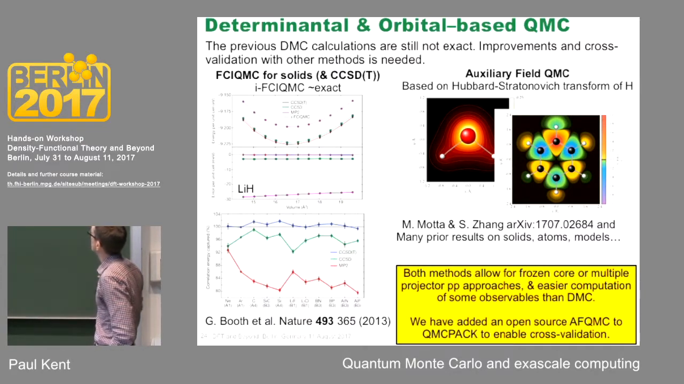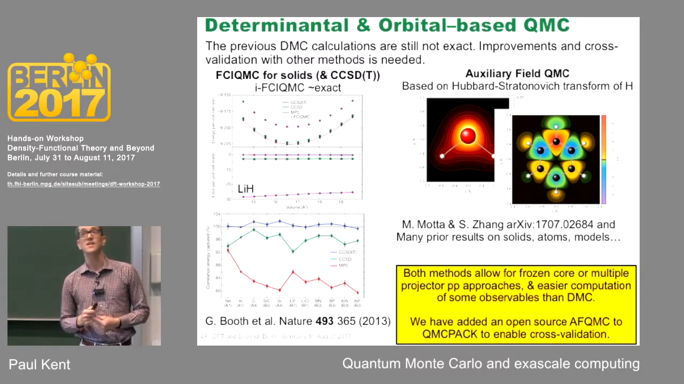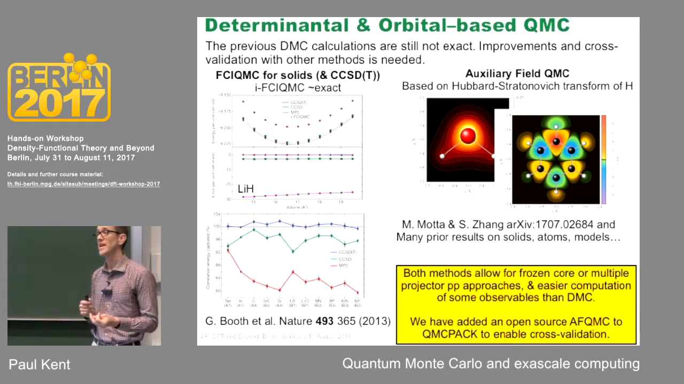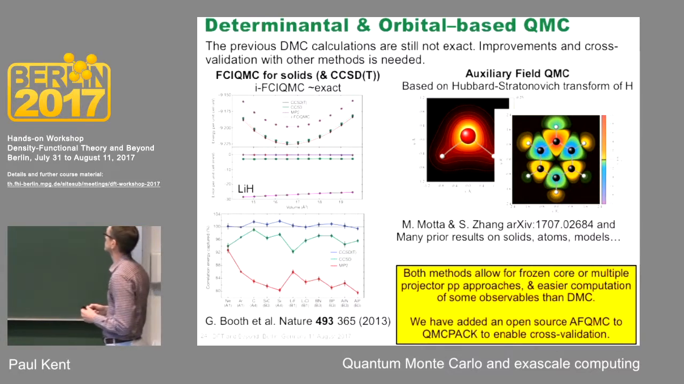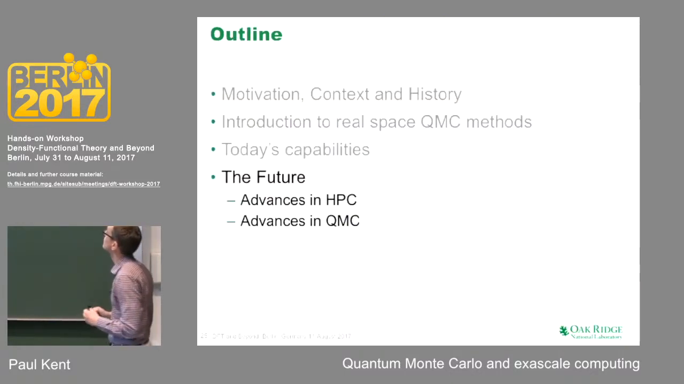One of the reasons is that, for example, you've got some choices about what you do with atomic cores. You can do frozen core very easily. You can put multiple projector pseudopotentials in here, or do a PAW if you would like in these methods. And it also makes computation of some observables actually easier than in diffusion quantum Monte Carlo. And actually, to help with this cross-validation, just to show we're taking this seriously, we've just put a new open source implementation of auxiliary field in QMCPACK, which is our code, to actually make doing this cross-validation easier.